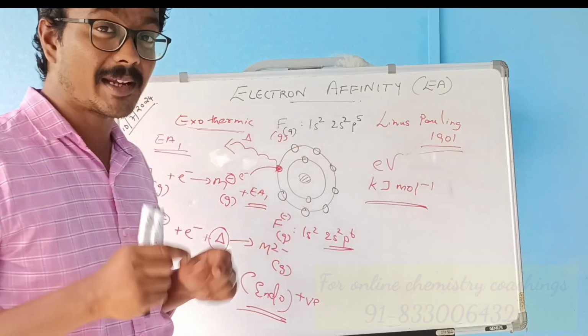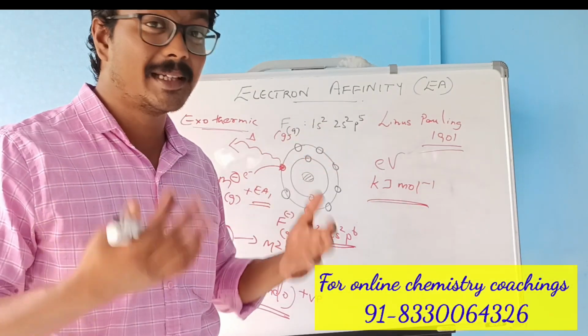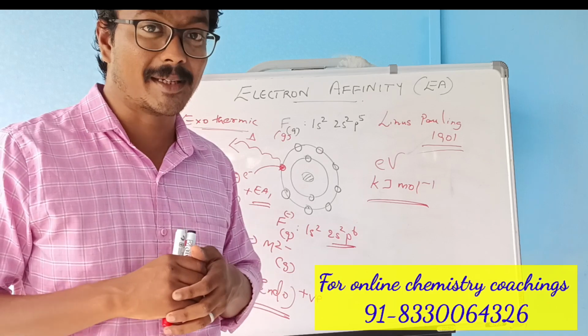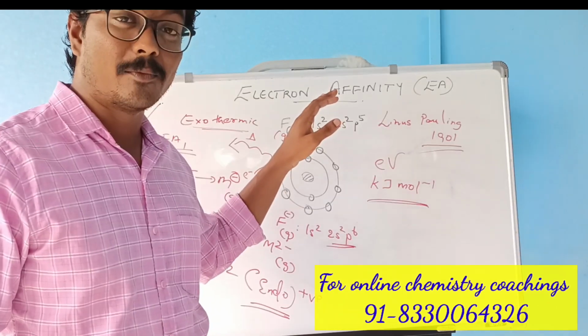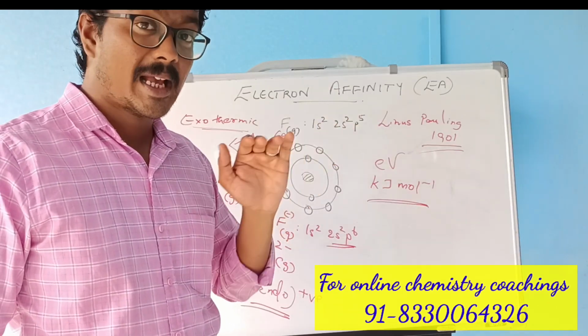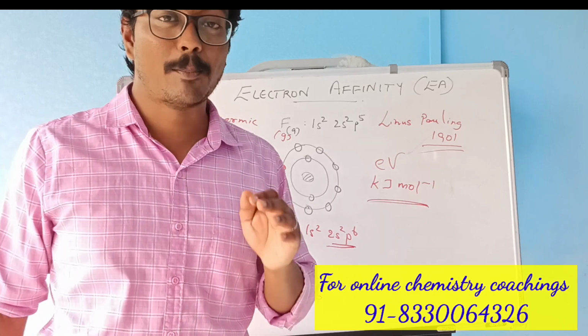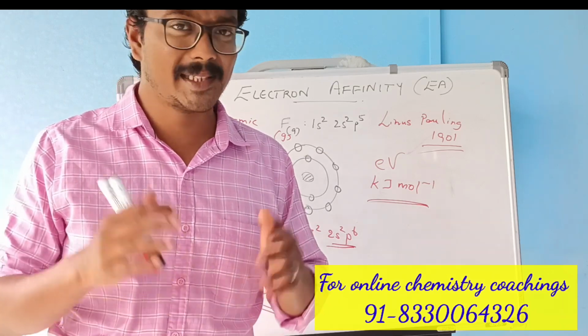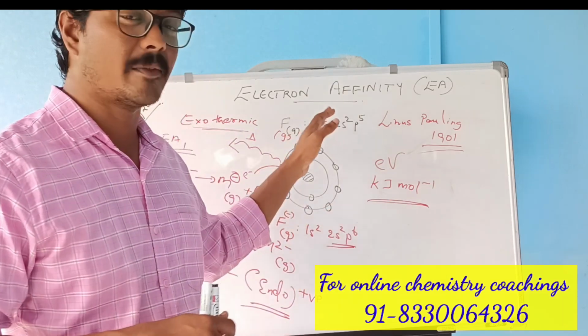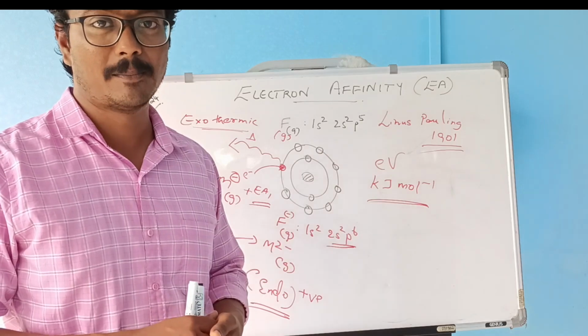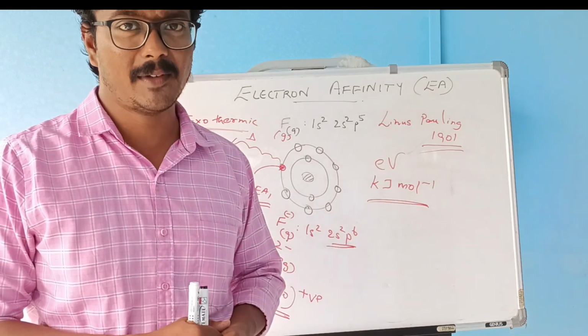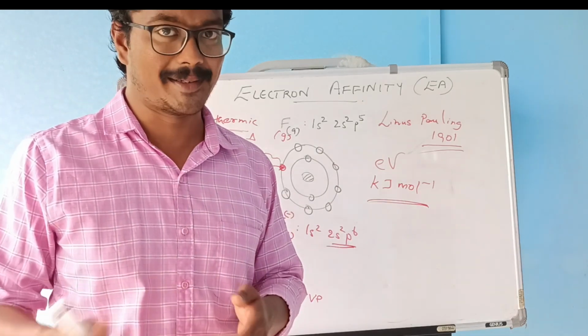But the actual fact is that the energy released when an electron is added onto an atom is very difficult to determine. In the classical approach, the Born-Haber cycle of lattice energy is used to determine the electron affinity of most ionic compounds. But experimentally, it is very difficult. I will discuss in detail later.